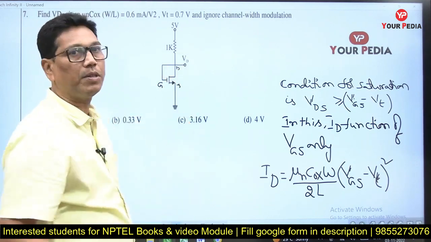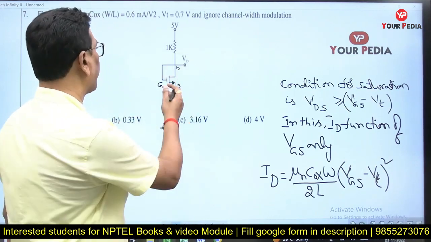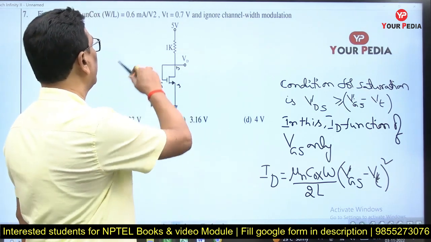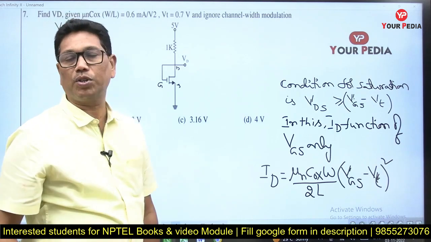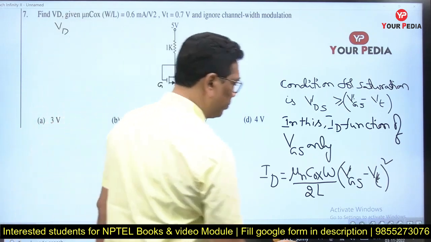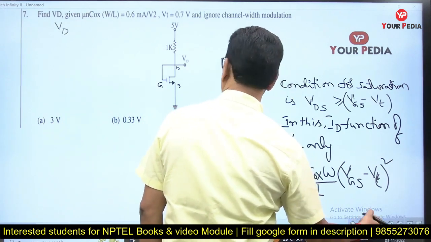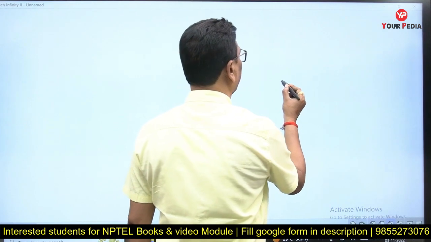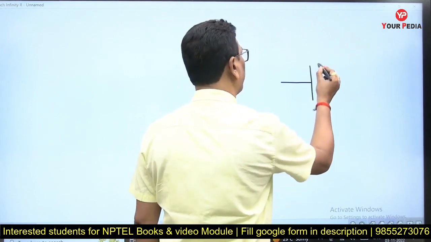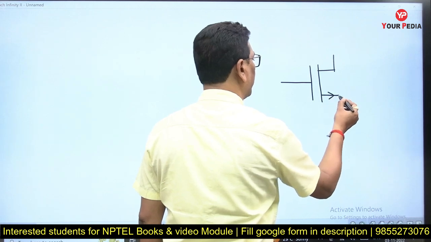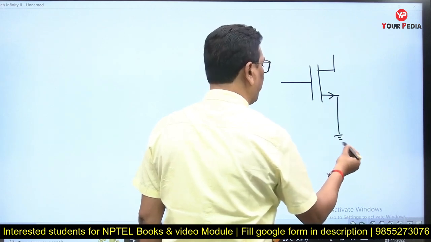So it looks like a drain bias circuit. Now I can calculate the required drain voltage under this condition of saturation. Check now, this same circuit I redraw. So this is the circuit diagram you are given, right? I just indicate the circuit diagram now.